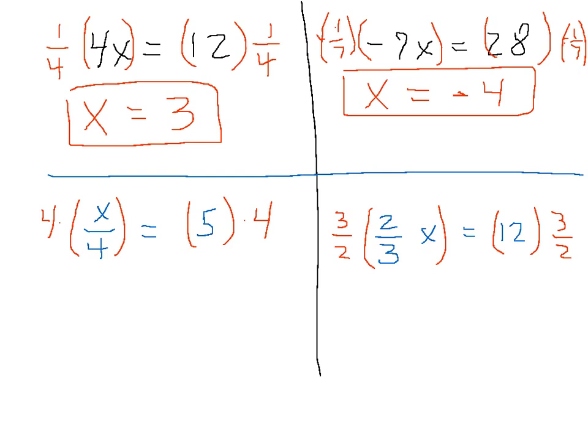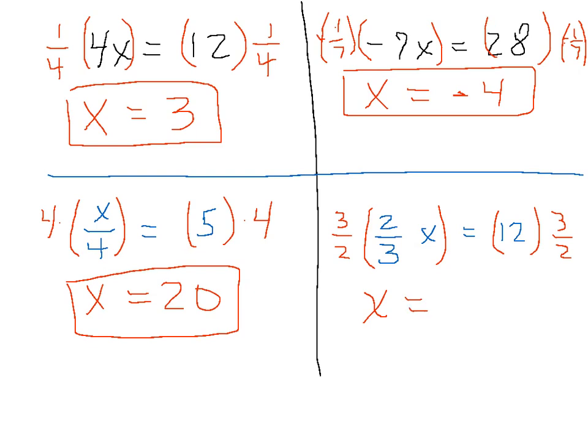So here what we're looking at is 4 times x over 4, and that's just going to be x equals 20, and that's my solution for that problem. Here the whole point of multiplying by 3/2 is to get rid of the 2/3, and so I get x is equal to 3 over 2 times 12. If you want to do a little bit of the work, 2 goes into 12 6 times, and 6 times 3 is 18. And that's pretty much how you solve these very simple one-step problems.